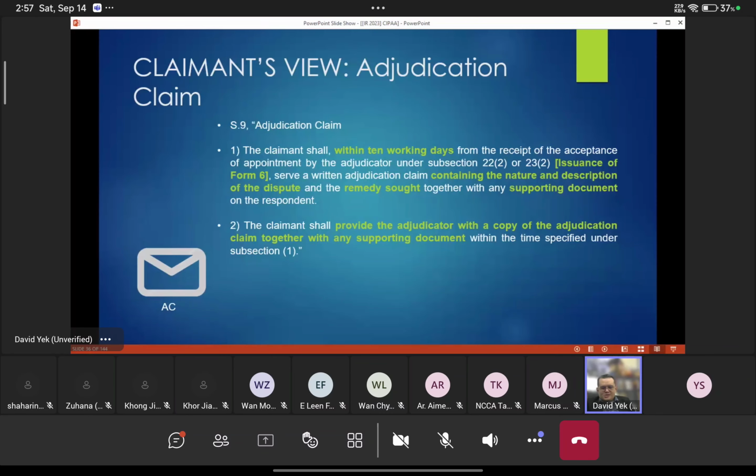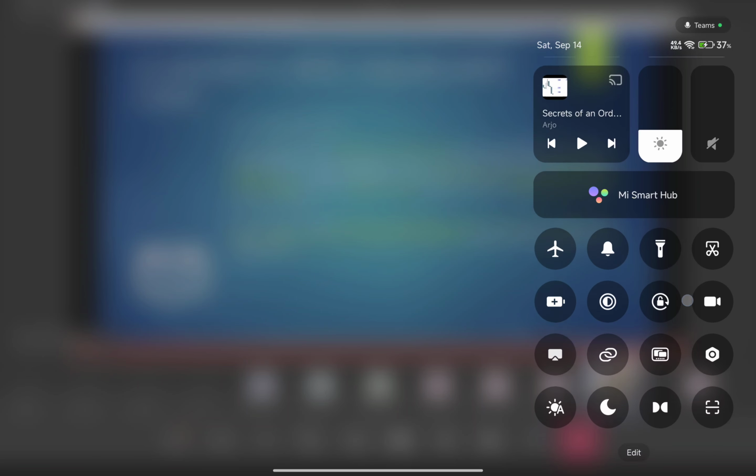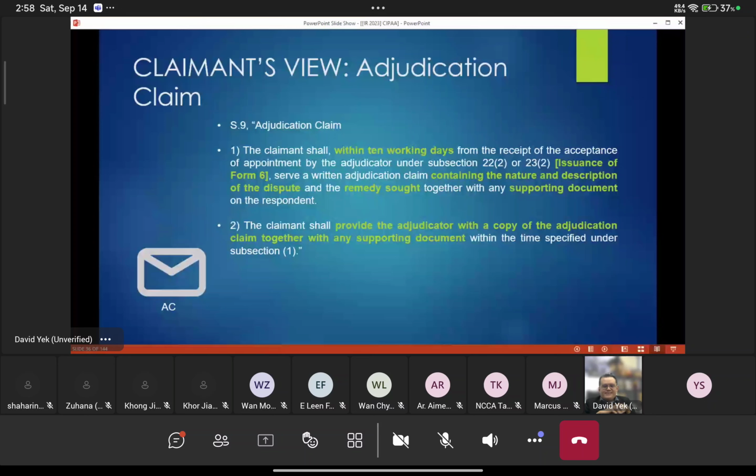Now, the adjudication claim is actually almost the same as what you put in your payment claim, but it has more detail. In your adjudication claim, you're supposed to describe why you are supposed to be paid, the reason for it. You have to build a case, or sometimes bring in other evidence. So this adjudication claim has to be submitted together with supporting documents. These supporting documents are actually your evidence.